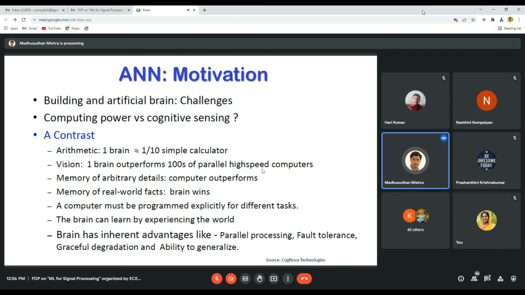Memory of arbitrary details, the computer outperforms. But memory of real-world facts, the brain wins. A computer must be programmed explicitly for different tasks. The brain can learn from experiencing the world. The brain has inherent advantages like parallel processing, fault tolerance, graceful degradation, and the ability to generalize. And these are the qualities the machine wants to mimic.